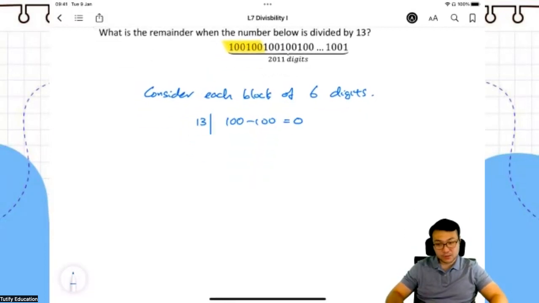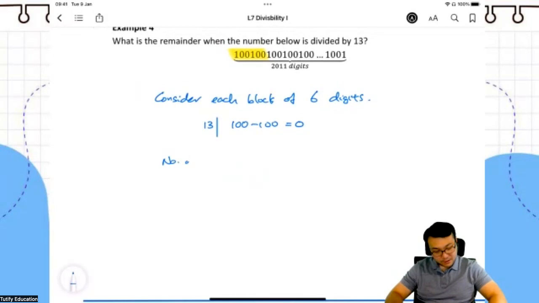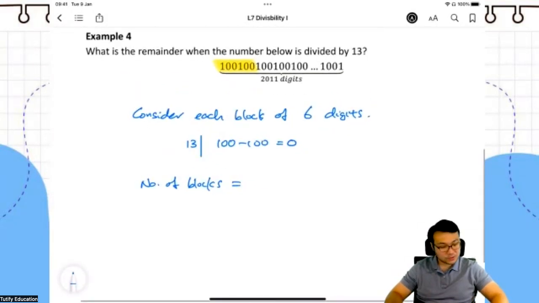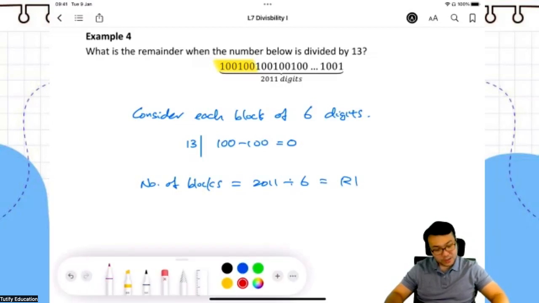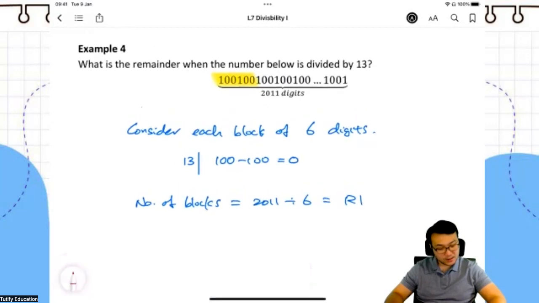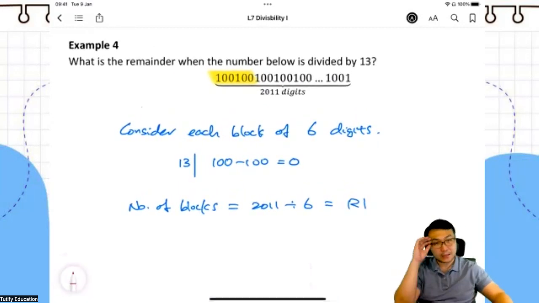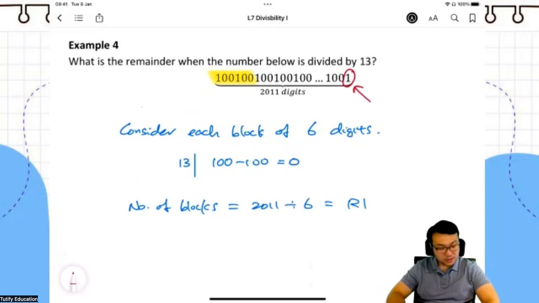How many blocks of 6 digits are there altogether? What must I do to find out? 2011 divided by 6. Very good. And I happen to have a remainder of 1 digit. So the remainder of 1 digit happens to be which digit? Do you know which digit is going to be? Kaden? 1. Yes, this is the odd one out. This is the remainder one, the last digit.